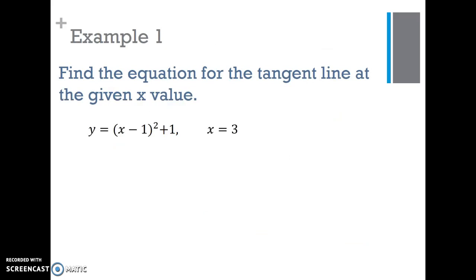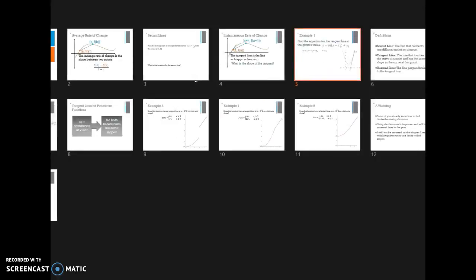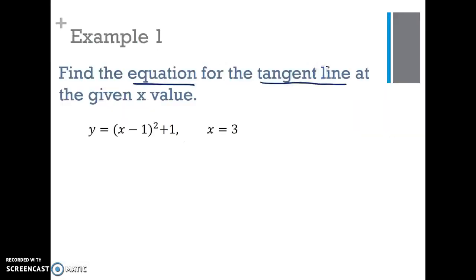So let's use that. We're going to do example 1 together. And so we want to find the equation for the tangent line at the given x value. So then what we're going to do is find, so this is our function. Sometimes people get confused. This is not the equation for a line. This is a parabola. So this is our function, and we're going to try to find that difference quotient. I would recommend that you pause here and try to set it up yourself before you check back.